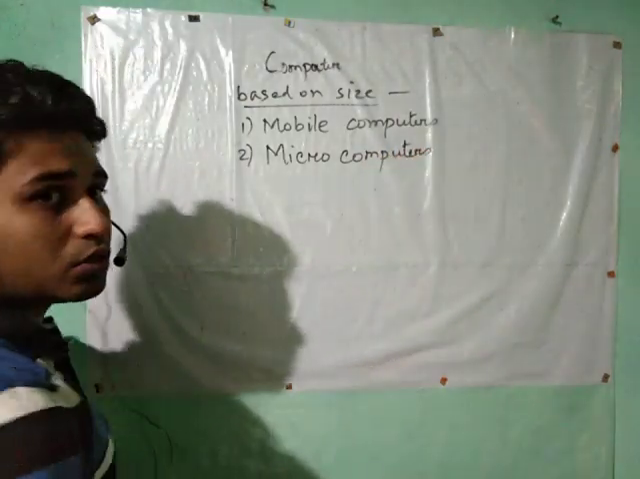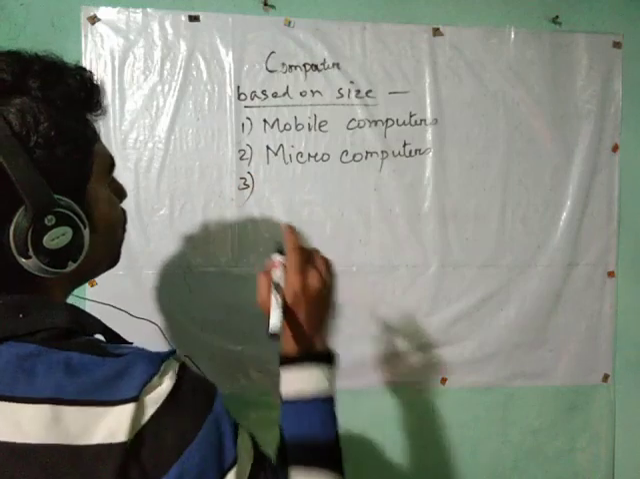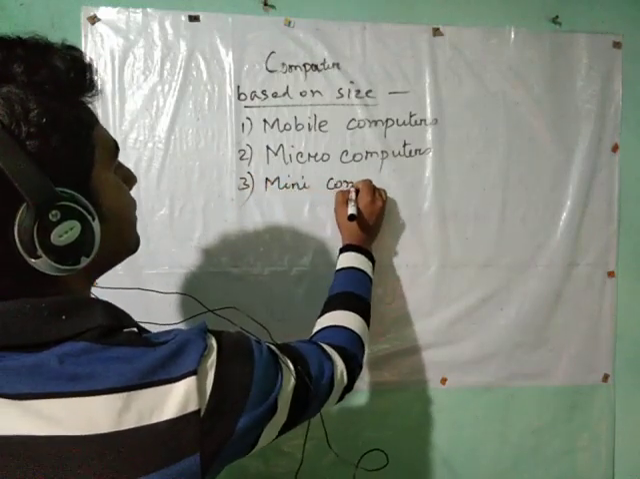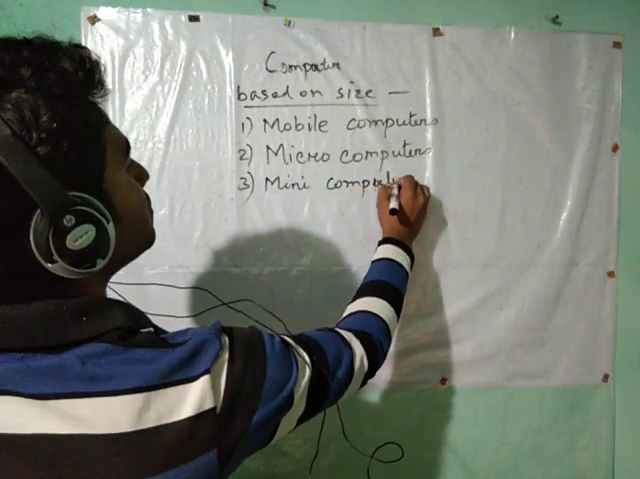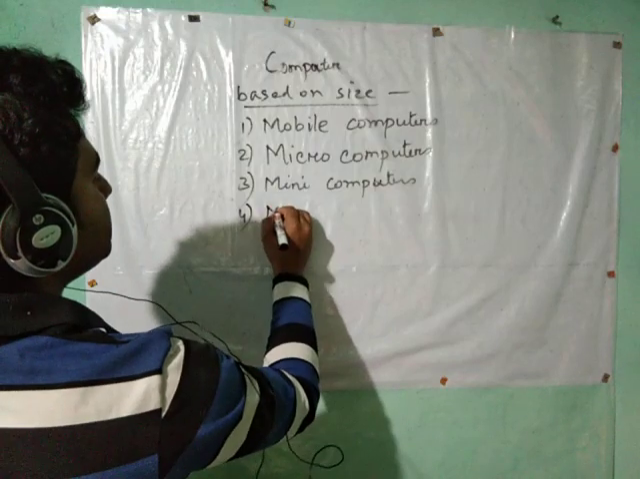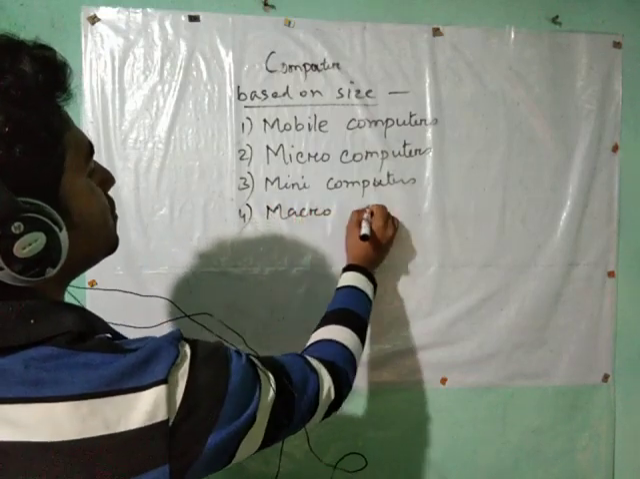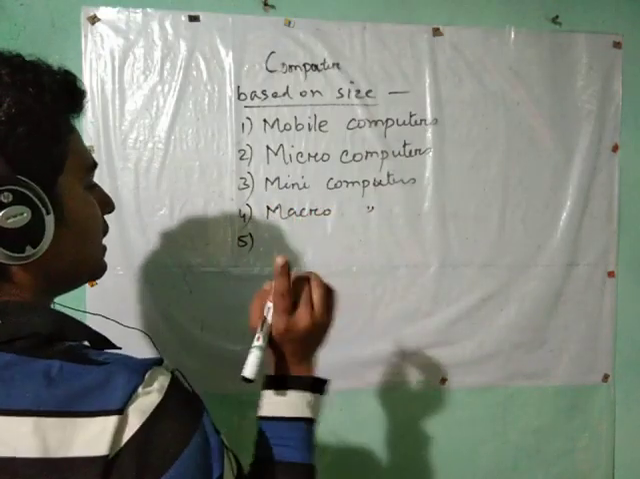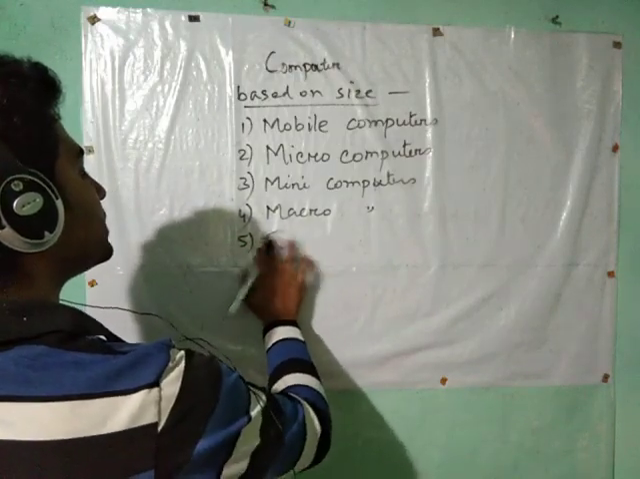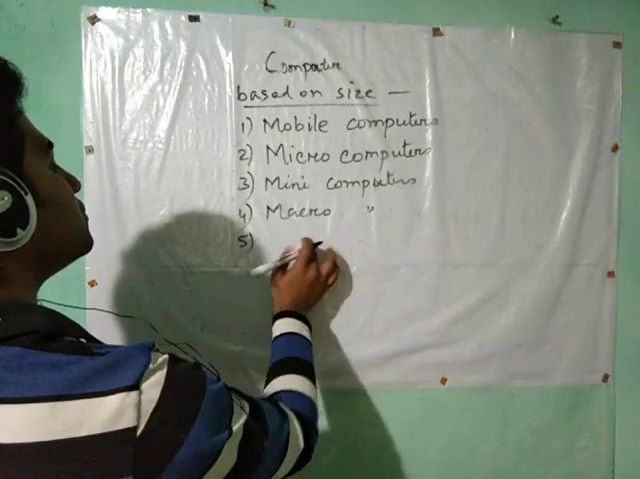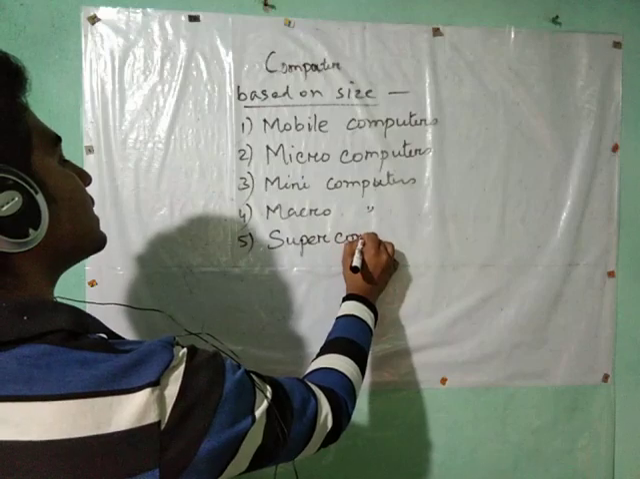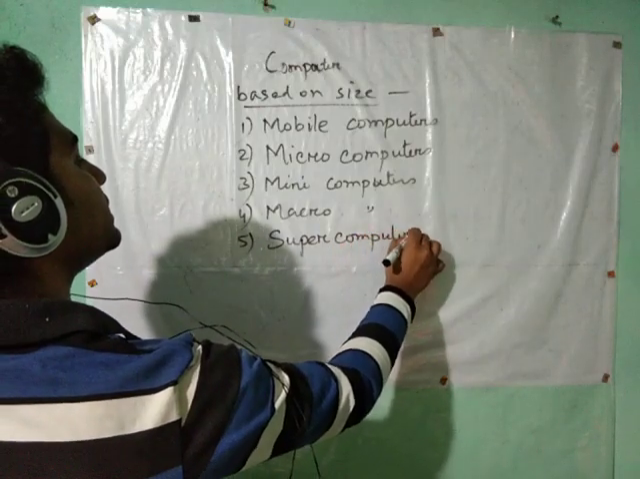Microcomputers. Understood? After that, one more type is there. It is mini computers. Number 4 is macrocomputers. Number 5, and the last category is what? It is the largest computer. And what is its name? I hope all of you have heard about it. It is known as supercomputers.